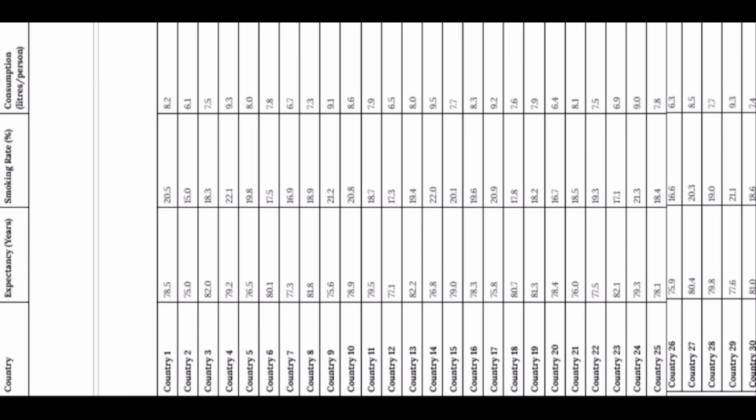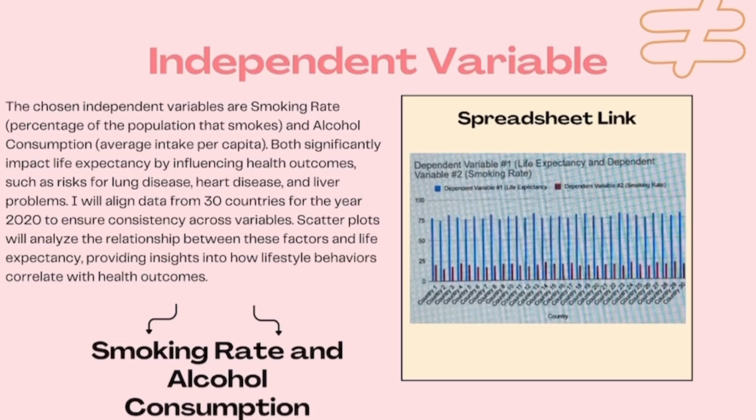These countries provide a diverse dataset representing various smoking rates, alcohol consumption patterns, and life expectancy values. The data collected will allow for meaningful correlation and analysis. Analyze the relationship between life expectancy and two independent variables, smoking rate and alcohol consumption. I chose these factors because they are known to significantly impact health outcomes.